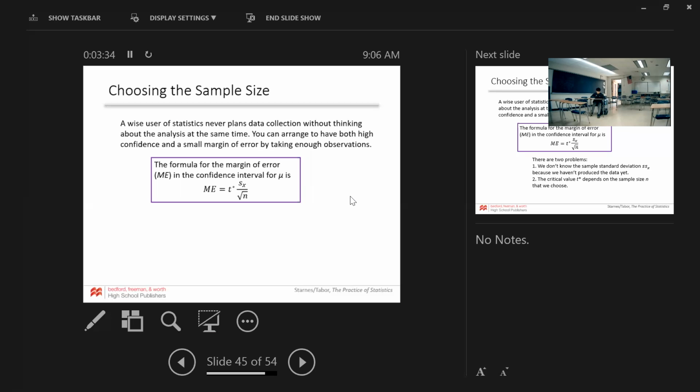It would be z asterisk times sigma over root n. But most of the time, we don't know sigma. And that's why we're using the t distribution. So what do you want to do? Well, we've got 1, 2, 3, 4 unknowns. If we identify 3 of them, we can solve for n.